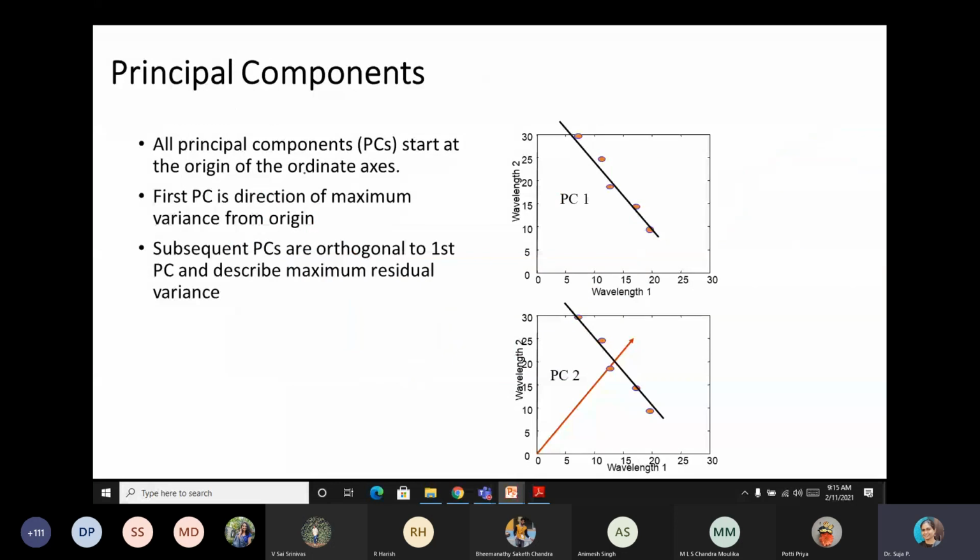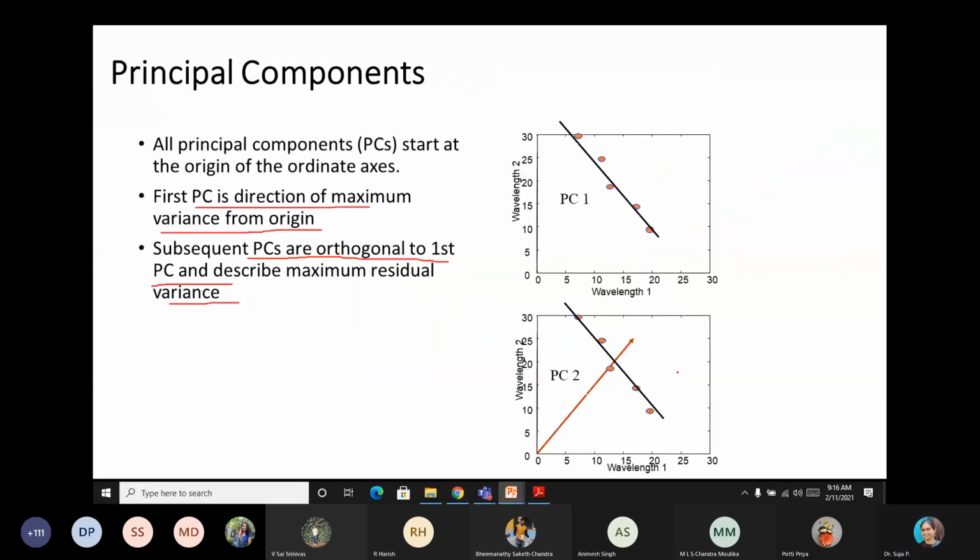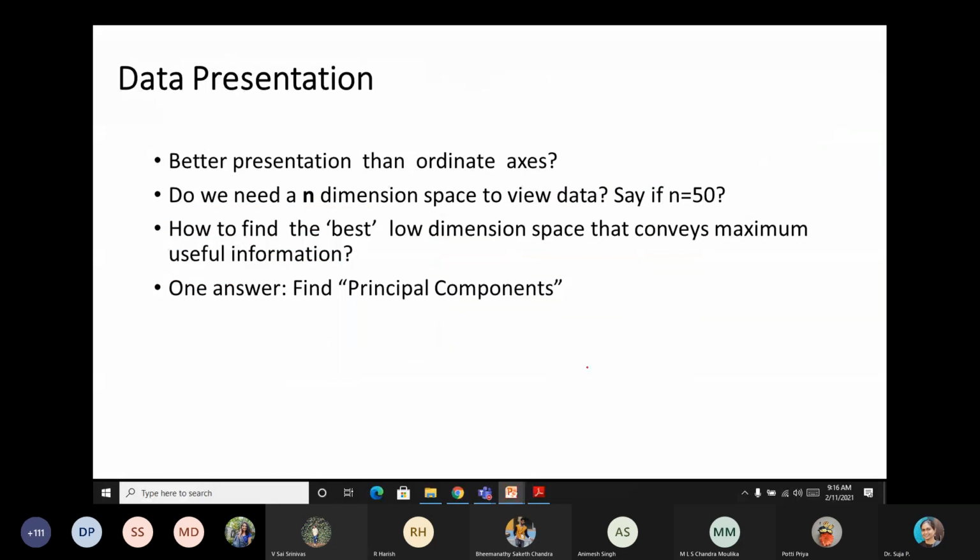Okay, all principal components start at the origin of the coordinate axis, and the first principal component is the direction of maximum variation, or maximum variance, from the origin. Subsequent PCs are orthogonal to the first PC and describe the maximum residual variance. That means the other PCs are perpendicular to the first one and they will have the remaining variance. So that's all about the principal component analysis part.